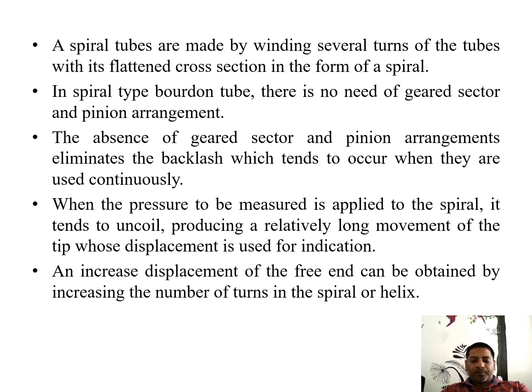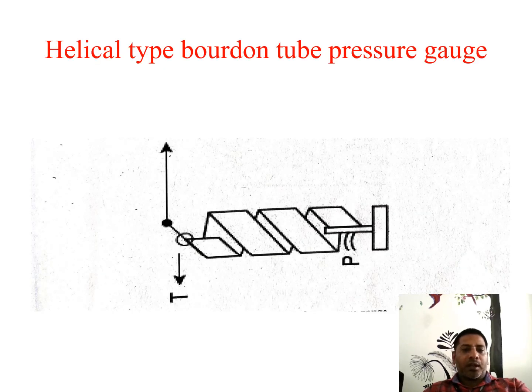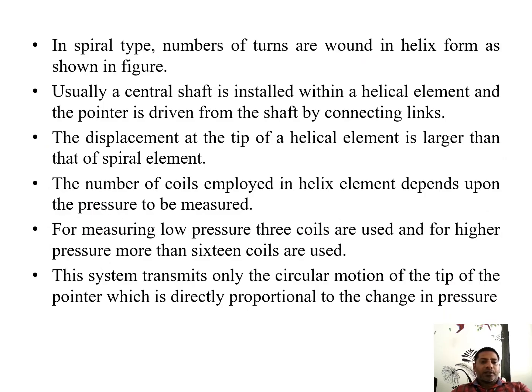Next we see the helix type Bourdon tube pressure gauge. Here one end is fixed and the other end is connected to the calibrated scale, and the pinion can be attached for the pressure measurement. That is indicated by the T and the P. In the helical type, a number of turns are wound in helical form as shown in the figure. Usually the central shaft is installed within the helical element and the pointer is driven from the shaft by connecting links. The displacement of the tip of the helical element is larger than the spiral element.